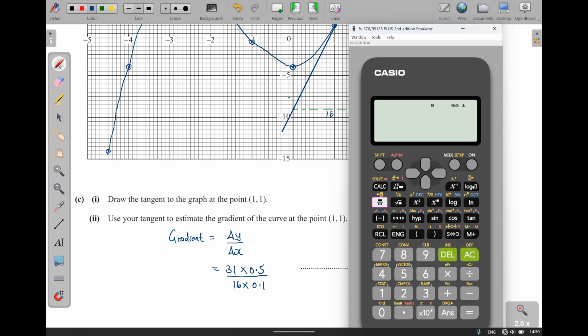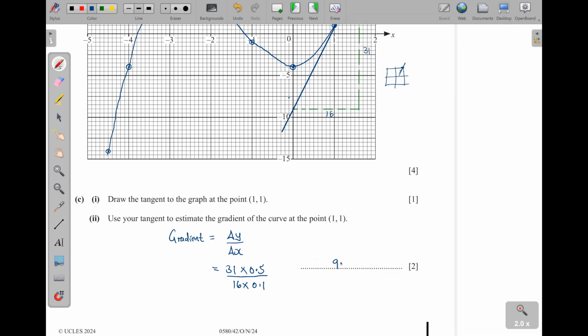Then I get my calculator. We are going to have 31 times 0.5. Then down here we have 16 times 0.1. Then this one gives us 9.6875. So I will write 9.6875.